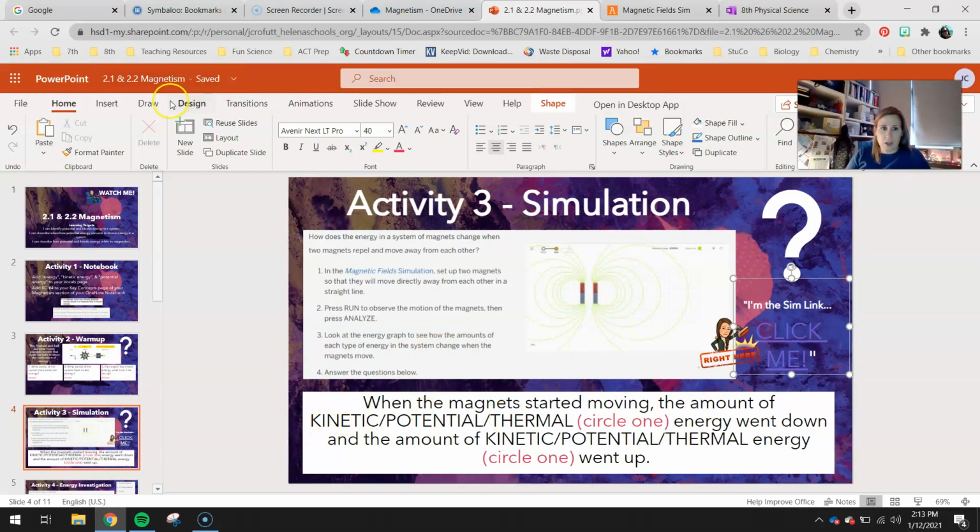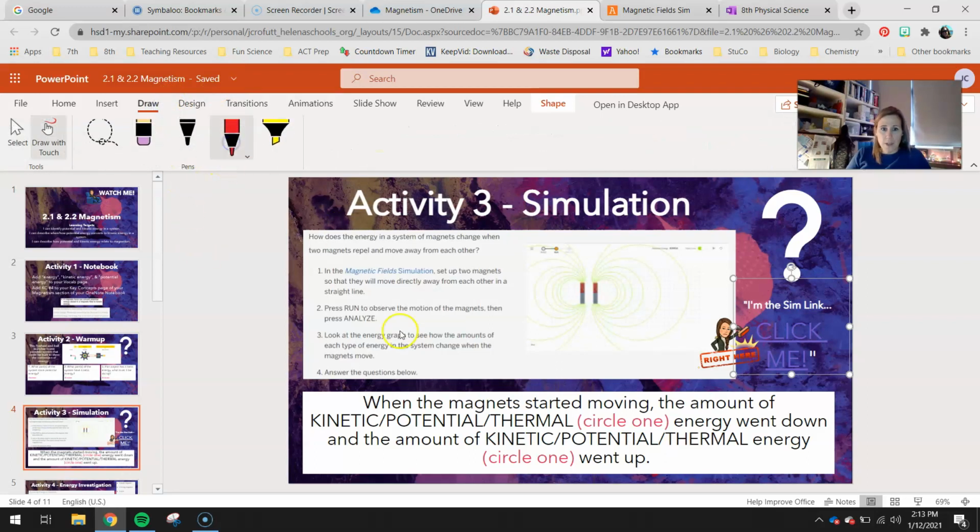You're going to choose one and circle it. So use the draw tool. Choose your pen and circle either kinetic, potential, or thermal energy.